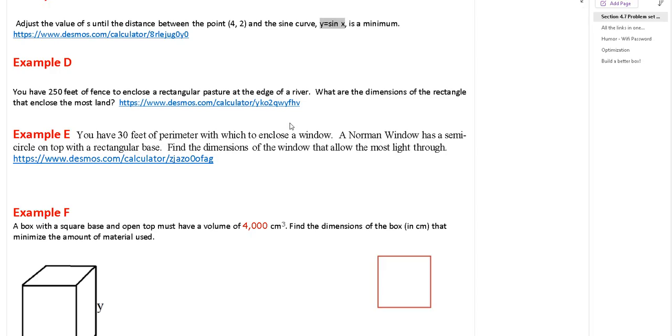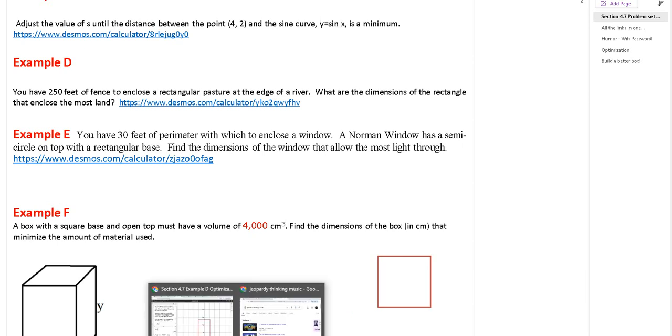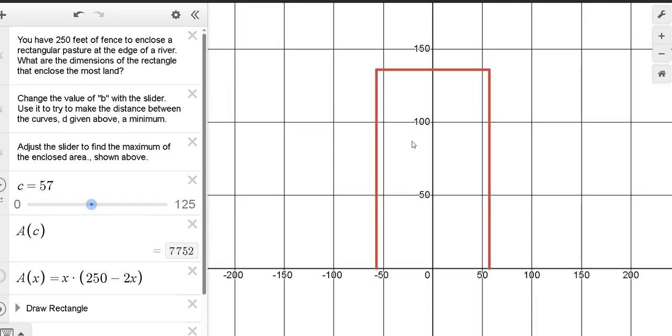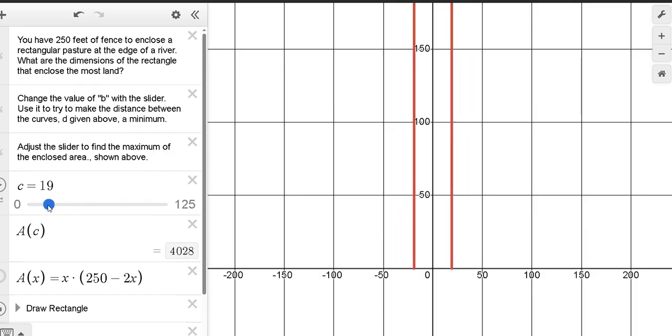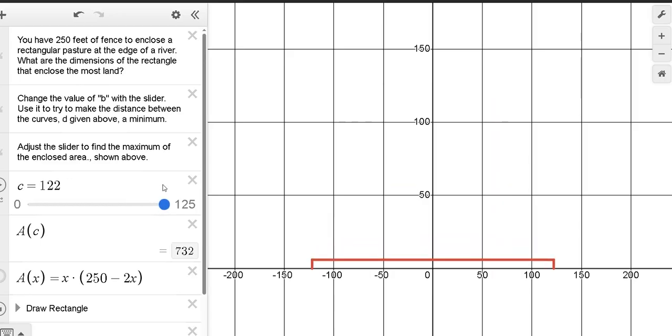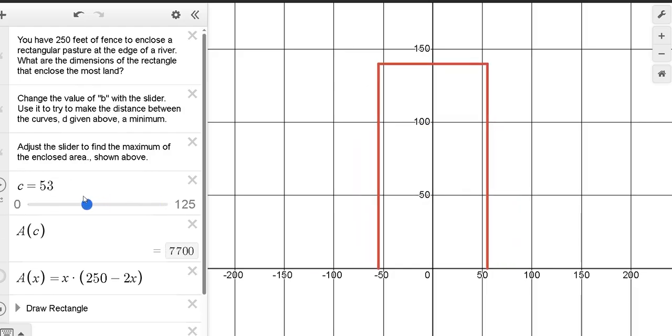Likely speaking, if you had all this fence, you probably want to give your herd as much room to roam as possible, so you want to try and maximize the area. Great, let's do that. So the picture looks a little bit like this. But what dimensions maximize the area? Do you want it tall and skinny? Do you want it wide and short? What works best? What's the happy medium?